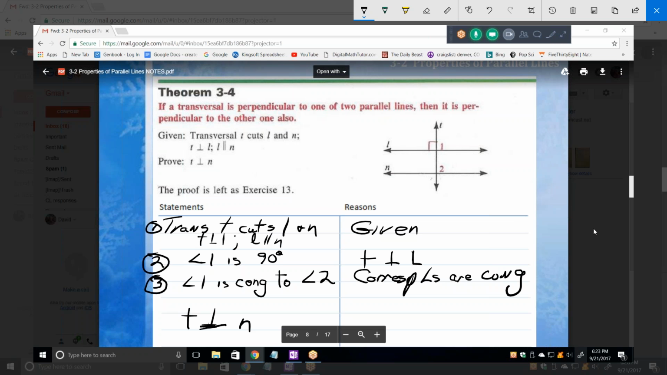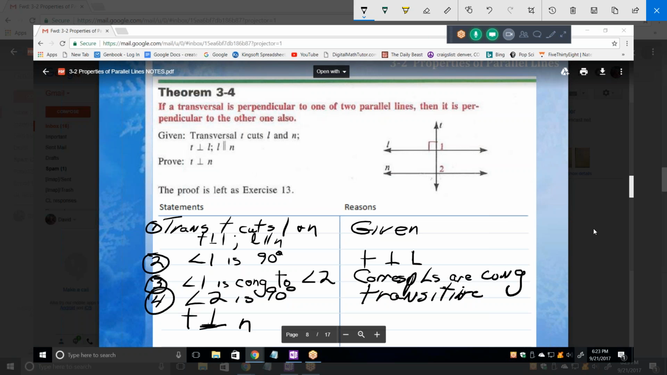And that is a previous theorem to 3-4, so I can say it, which means that angle 2 is 90 degrees, based on the transitive property. This transitive property, I may be overusing it, but it's pretty much if angle 1 is 90 degrees and angle 1 is equal to angle 2, then angle 2 is 90 degrees.